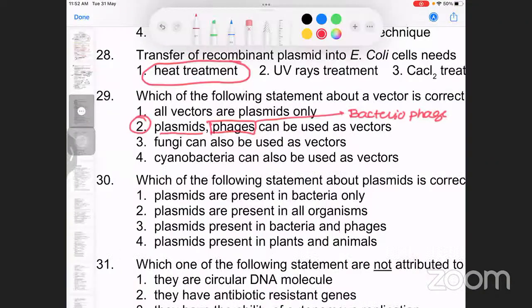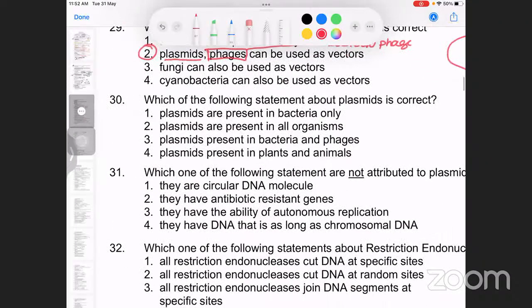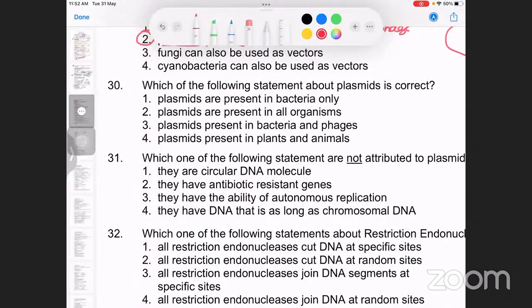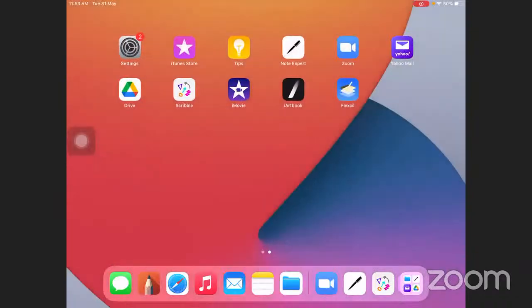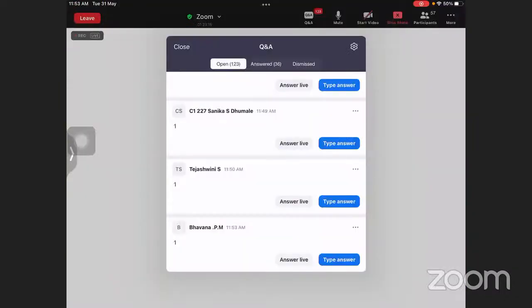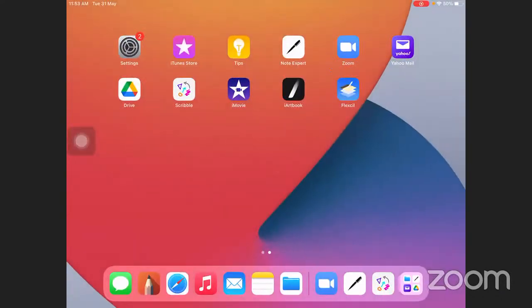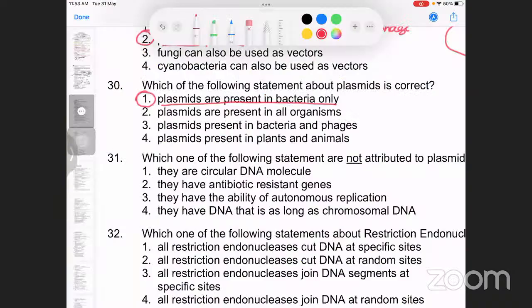Which of the following statements about plasmid is correct? Plasmids are present in bacteria, plasmids are present in all organisms, plasmids are present in bacteria and phages, plasmids are present in plants and animals. Generally we find plasmids only in prokaryotic organisms. So that is why I say that plasmids are found only in bacterial cells. Is that clear?